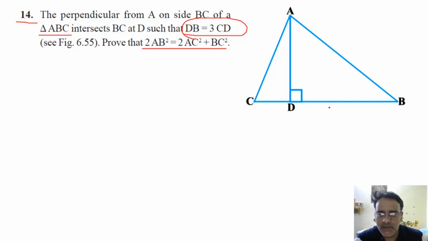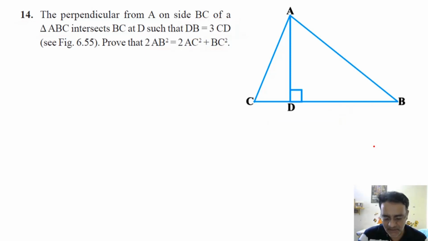Now this is 3 times CD. So if you add these two, you will get 4 times CD, and that will be equal to BC. So that means we can write CD is equal to 1/4 of BC. So we'll start with that relation only. BC और CD और BD के बीच में relation find करेंगे.